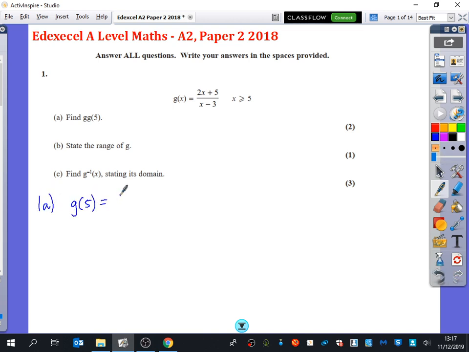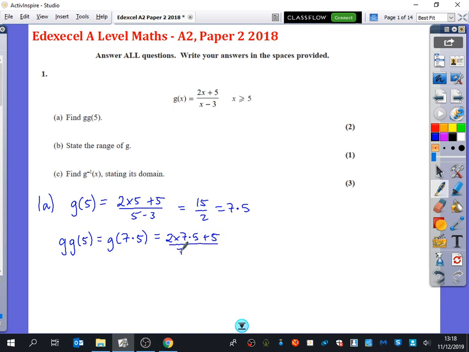So if we do g of 5, that means we're going to replace x with 5. So we have 2 times 5 plus 5 divided by 5 minus 3. So that becomes 15 over 2, or maybe that's going to be easier to use as 7.5. So if we're trying to do g of g of 5, that's actually doing g of 7.5. So we're going to do 2 times 7.5 plus 5 divided by, instead of x, we're going to have 7.5 minus 3.